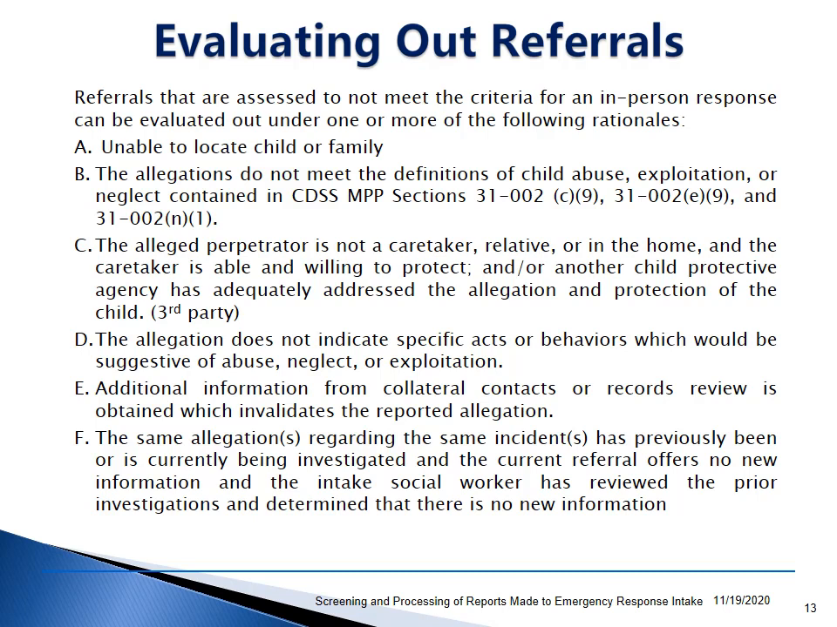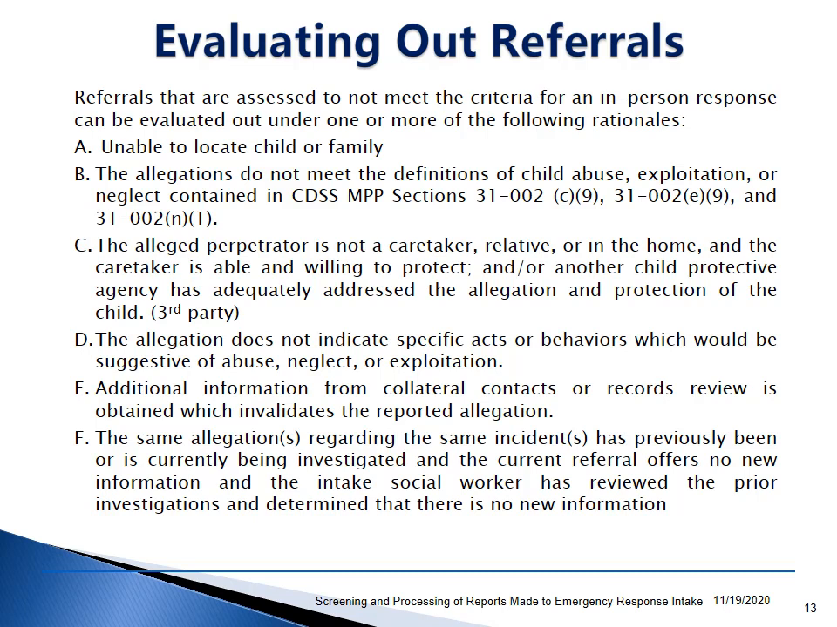caretaker, relative, or in the home, and the caretaker is able and willing to protect, and/or another child protective agency has adequately addressed the allegation and protection of the child, which is called a third party. D. The allegation does not indicate specific acts or behaviors which would be suggestive of abuse, neglect, or exploitation.